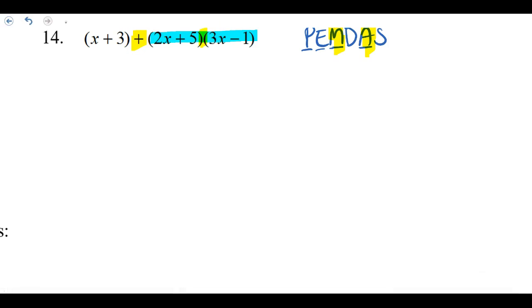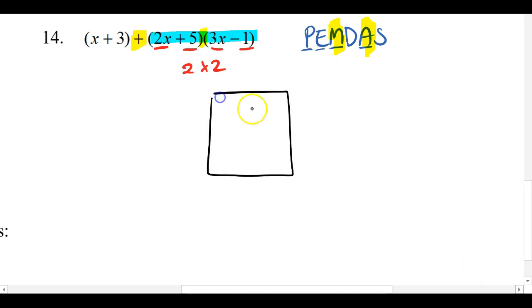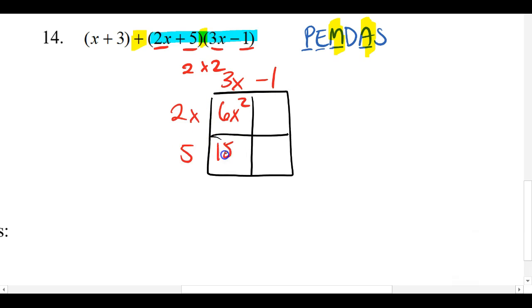Okay, so let's just look at this part here. So I have 1, 2, 1, 2, so we make a 2 by 2. So now I put my first terms on the left, 2x and 5, and then my other terms on the top, 3x and negative 1. Multiply 2x times 3x, so that's 6x squared, and then 3x times 5, that's 15x, and then 2x times negative 1, that's negative 2x, and then negative 1 times 5 is negative 5. Okay, remember, I still have the same terms diagonally.